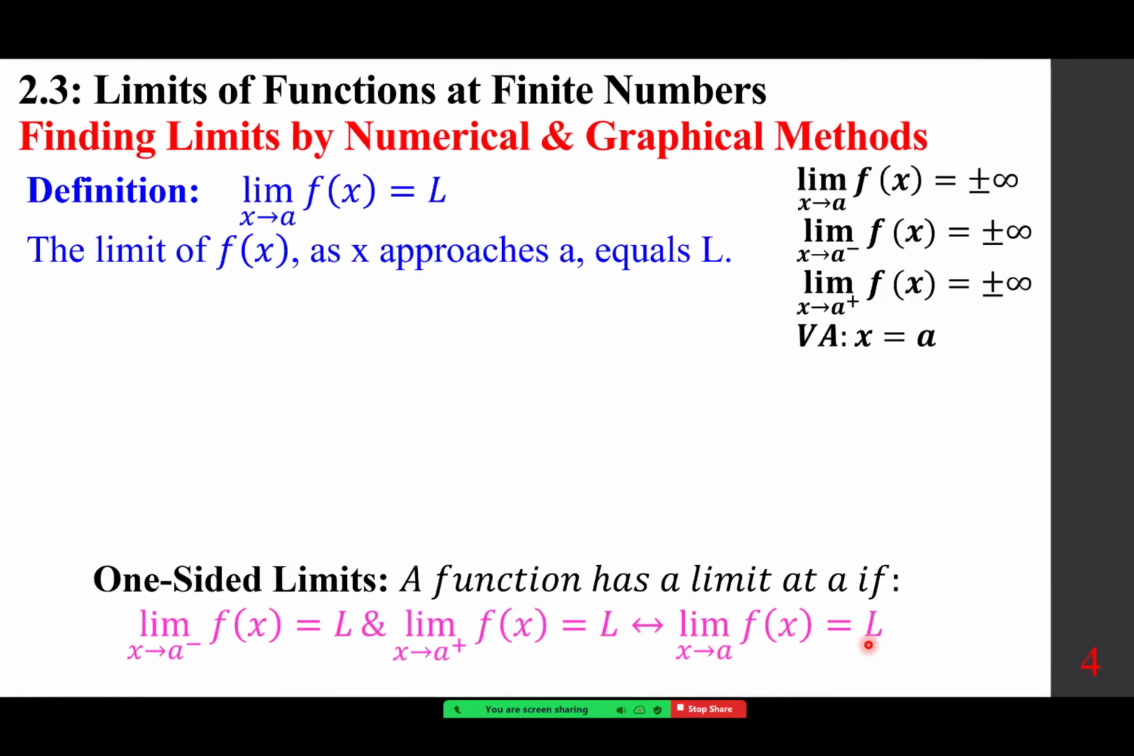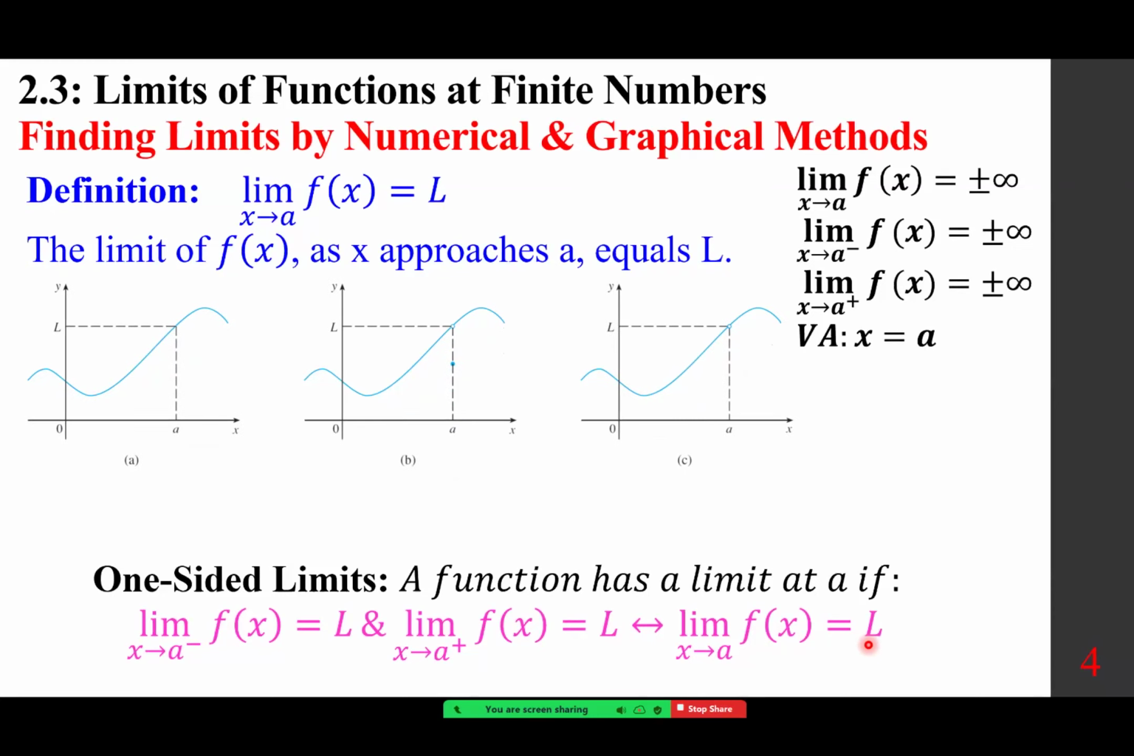I want you to take a look at all of these graphs and notice when we approach a from the left and right, what happens? Here's from the left of a. Here's from the left of a approaching L.